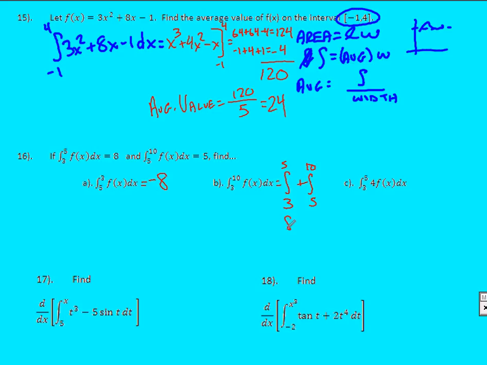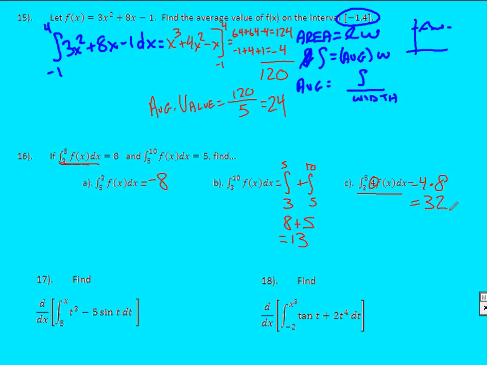So the integral from 3 to 5 is 8, from 5 to 10 is 5, so you add them up to get 13. And for this one, the only difference between this guy and the one we were given is that it's 4 times f of x. That just means it's 4 times whatever that value was, which was 8. So 4 times 8 to give you 32.